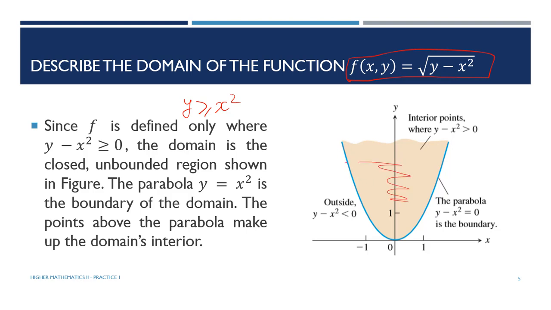This is boundary points as we said in the lecture, and this part outside of parabola, it's mentioned here, y minus x squared less than 0, which is y less than x squared in this part. This is y equals to x squared. This part is y greater than x squared. So we have the domain, we already sketched the domain.